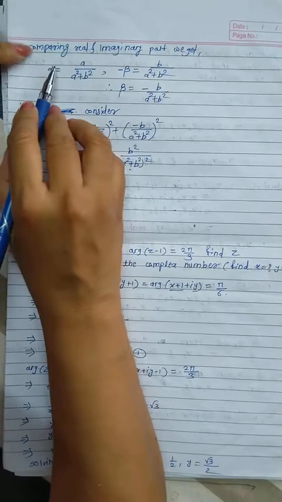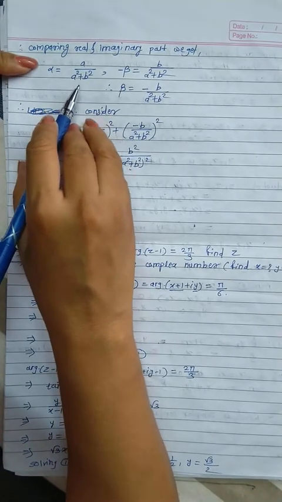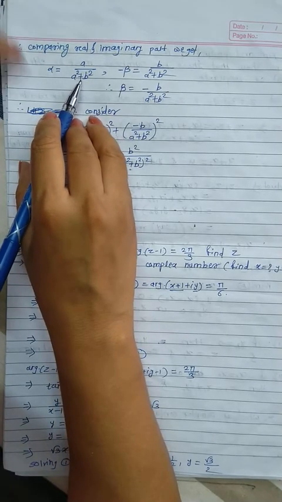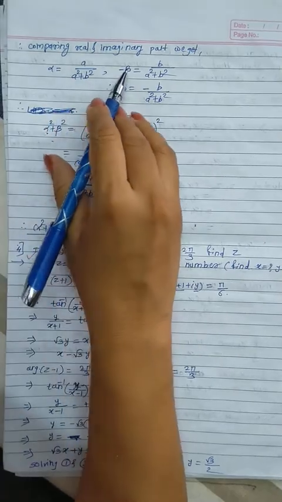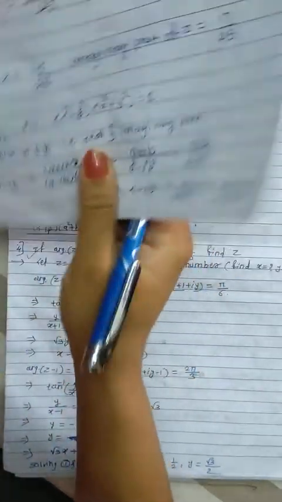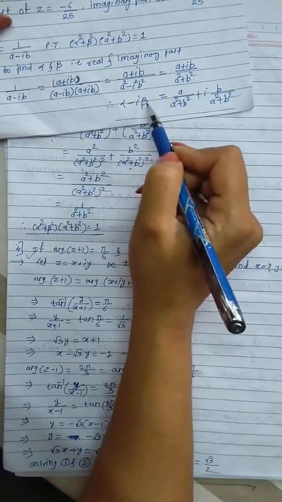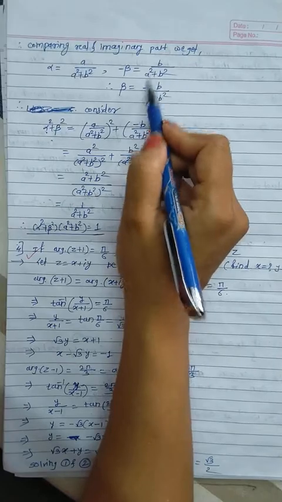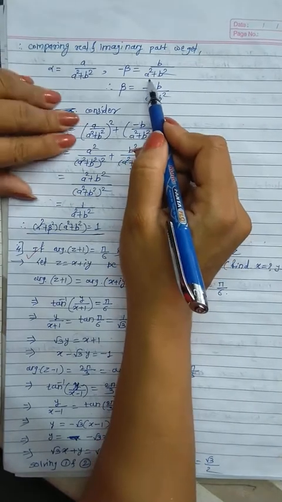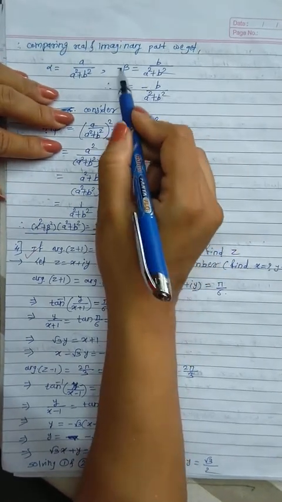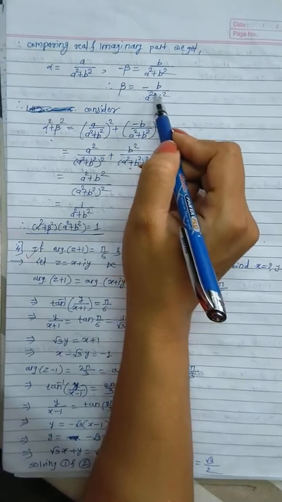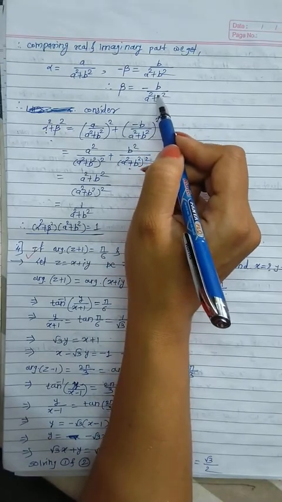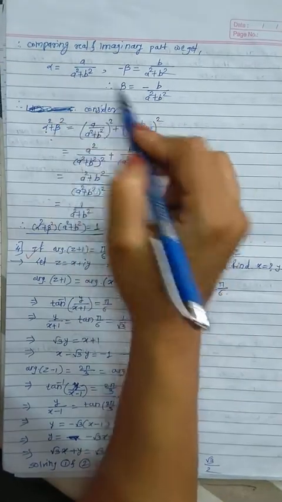Therefore alpha is equal to a upon a square plus b square, and minus beta, because the minus sign is there, that is why this sign is for beta. Therefore minus beta is equal to b upon a square plus b square. Again beta becomes minus b upon this. We get the values of alpha and beta.